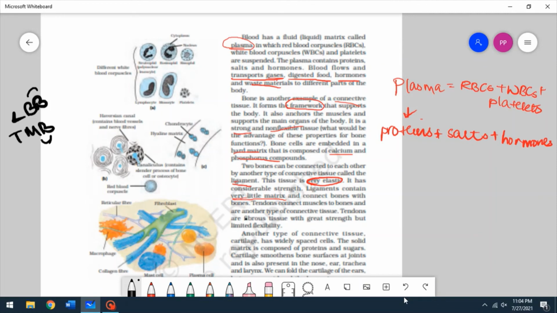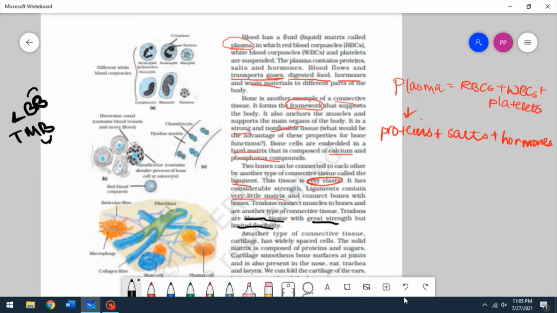Tendons are fibrous tissues with great strength. Ligaments have considerable strength, but tendons have great strength, though they have limited flexibility. Ligaments are very elastic. They have a lot of flexibility, but tendons have limited flexibility.